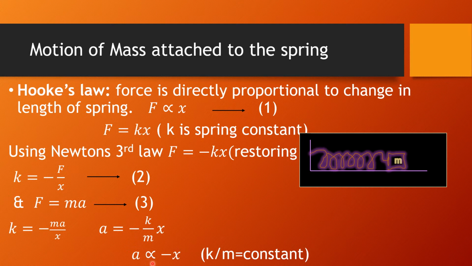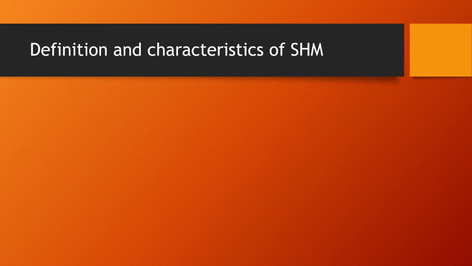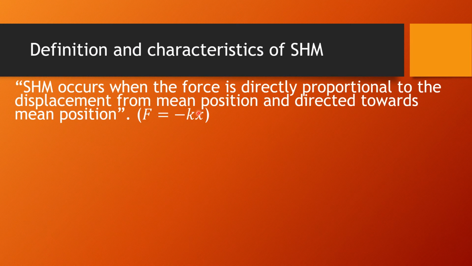So a is proportional to minus x, where x is the displacement or the change in length, and k by m is the constant. So defining SHM, or simple harmonic motion, by using this equation of Hooke's law and the restoring force, we state that SHM occurs when a net force is directly proportional to x, where x is displacement, and the minus sign indicates that it is directed towards the mean position. So SHM occurs when net force is directly proportional to displacement from the mean position and directed towards the mean position.